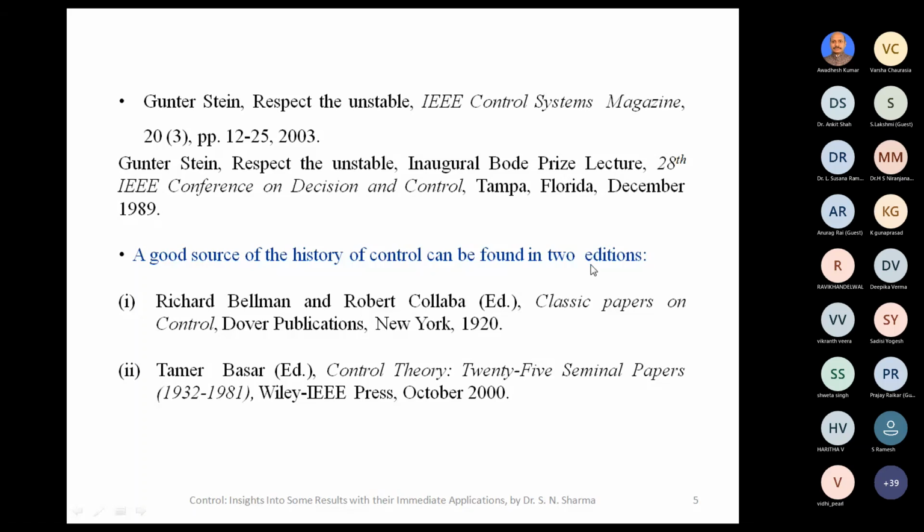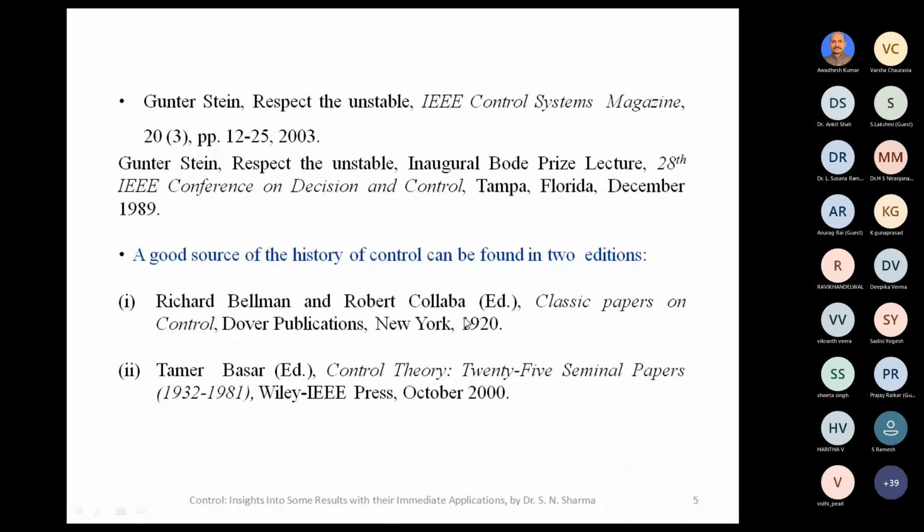And then further, if you wish to understand the history of control, how the subject evolved, there were two persons, Richard Bellman and Robert Kalaba. Bellman, Hamilton-Jacobi-Bellman equation, HJB, that is dynamic programming for control. So Bellman also contributed to control theory. He compiled classic papers on control in 1920. Within this compilation you can find the work of Maxwell. They started their paper from Maxwell on the governors.